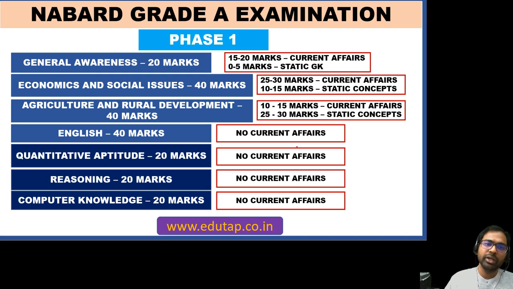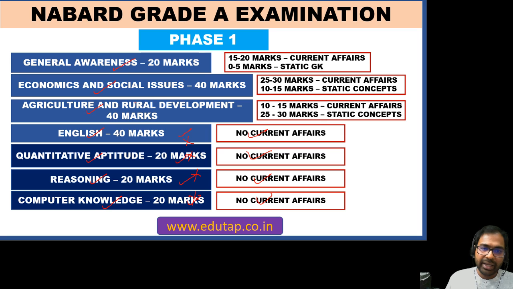Let's move on now to the NABARD examination. Now in the NABARD examination, phase 1 is pretty exhaustive. There are not 4 sections, but there are 7 sections. One is GA, second is ESI, third is agriculture and rural development, which we also call ARD. Fourth is English, fifth is quant, sixth is reasoning, and seventh is computer knowledge. In the last 4 sections, that is English, quant, reasoning and computer, there are no current affairs, so you do not have to have current affairs knowledge to answer these questions.